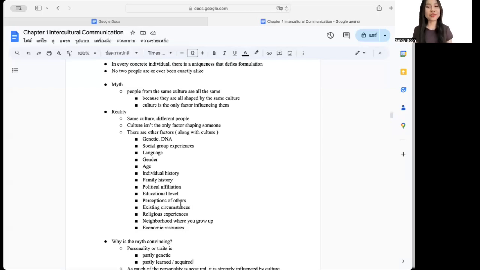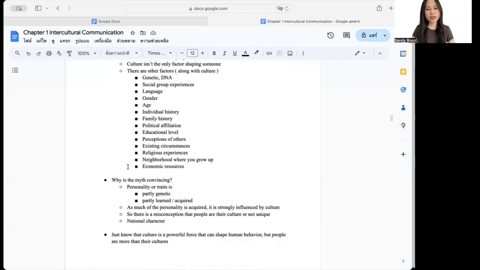They have their own individual uniqueness because they're shaped by factors other than culture. Another reason the myth is convincing is that we learned that personality, or traits, or how we grow up is partly genetic and partly acquired. Acquired means learned. So half of you may come from the DNA. The other half of you may become who you are because you learned it. And because so much of personality is acquired, it is strongly influenced by culture. So yeah, it's easy to have that misconception.